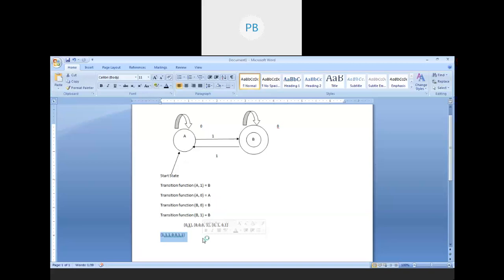A transition graph is a collection of three things. Number one, a finite set of states. That means if there is no state, suppose there is nothing like A and B, can we draw anything like this? If we don't have a state like A or B or C or D, can we draw something like that?